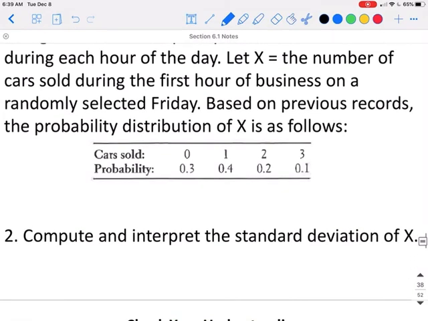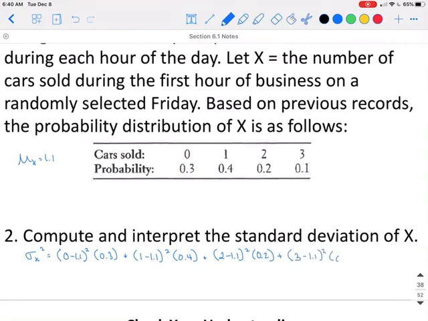Compute and interpret the standard deviation. We first need to know that the mean was 1.1. Remember, to find the variance, or sigma sub x squared, you are going to take the X value minus the mean, square it, and multiply it by the probability. Do that for each X value, and when you get that, that will be your variance.